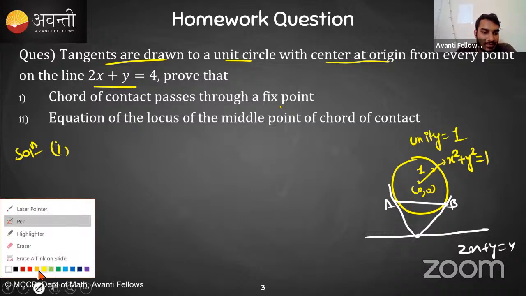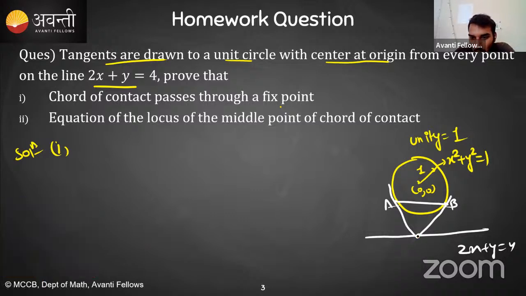So how will you solve this? Any point on this line 2x plus y equal to 4 can be assumed as follows: let's say x is equal to lambda, then what is y? y is equal to 4 minus 2x, and x is lambda, so y is equal to 4 minus 2 lambda. So any point on this line can be written as lambda comma 4 minus 2 lambda. Yes or no?